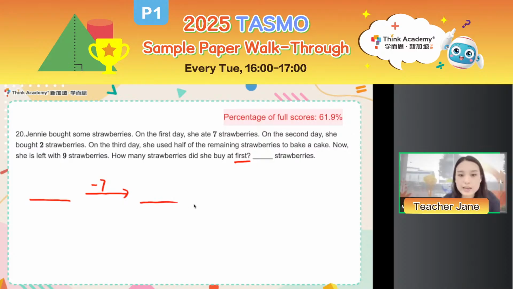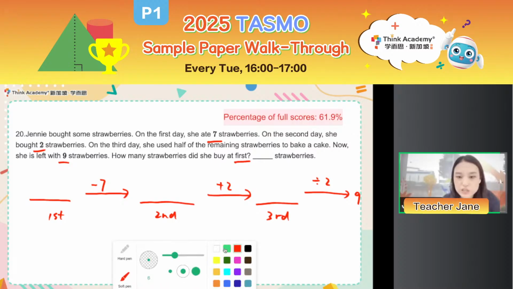Then on the second day, this is the second day. This is the first day. Everyone draw together with Teacher Jane. On the second day, she bought 2 strawberries. So we have more or fewer? More, right? So we plus 2. Okay, then we get how many? On the third day, right? And then on the third day, she used half of the remaining strawberries to bake a cake. So if she used half of it, that means we divide it by 2, right? And then right now, she left with 9 strawberries. So this is what she have right now.